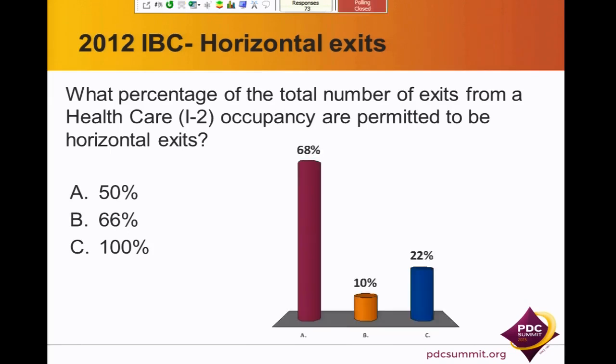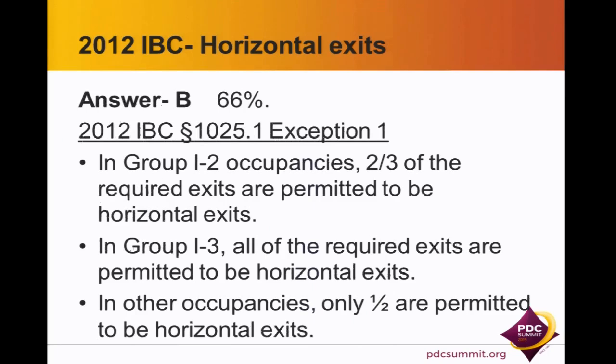All right, and we'll go ahead and close the polling. The correct answer is actually B. So in I3, which is detention and correctional facilities, you're permitted up to 100%. For I2, you're permitted to have 2/3 or 66%. And in all other occupancies, only half are permitted to be horizontal exits. And when you're designing horizontal exits, be careful because there are a lot of additional implications involved with those, so you can't just put one in for convenience. Including the continuity of the barrier.